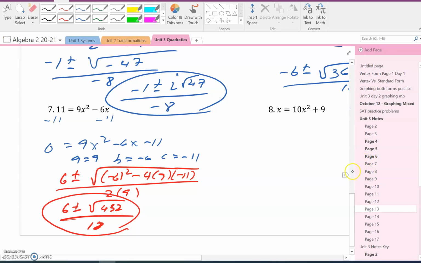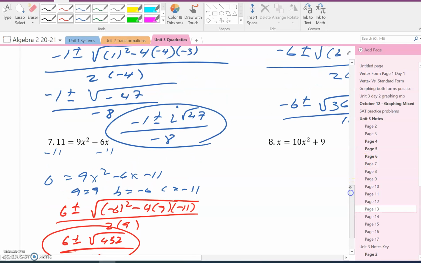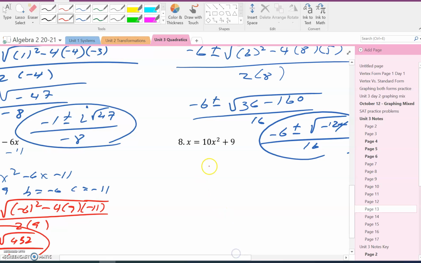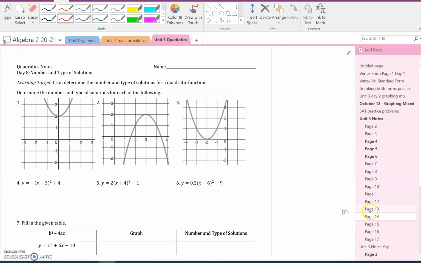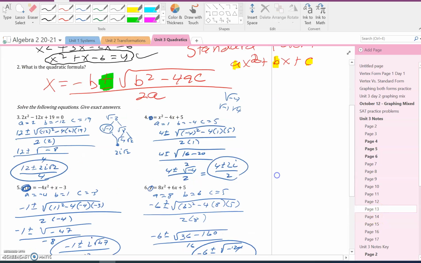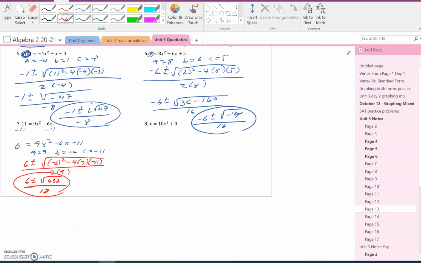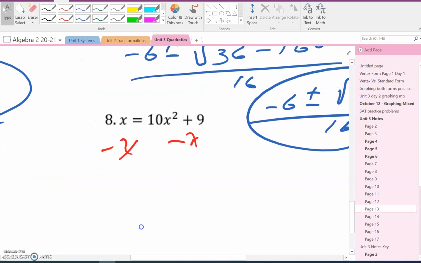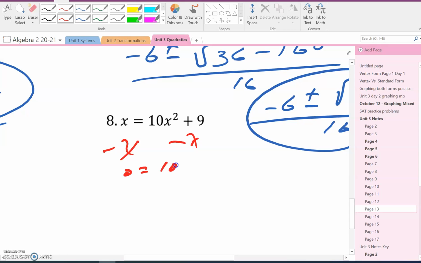Okay, and then the last one here that I'm going to do for now. Let's see, what's this page? Okay, this is the last one for now. I lost track of where I'm at here. Going red again. So I have to subtract the x. Got to make that bigger. So I get 0 equals 10x squared minus x plus 9.